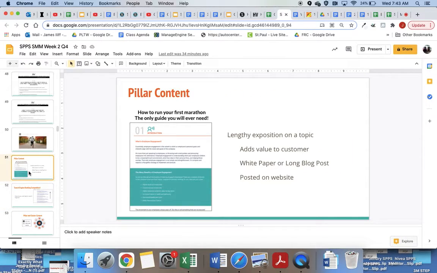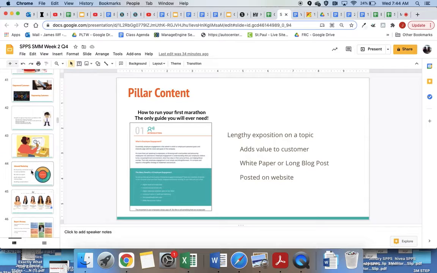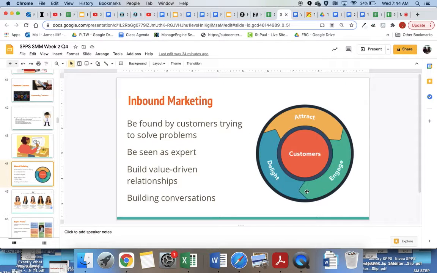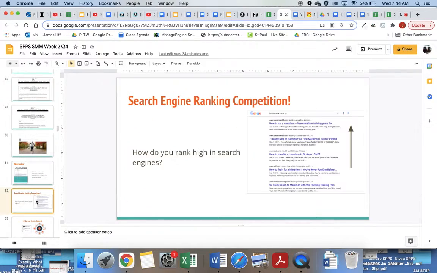We want to produce content, get it out on the internet, be found by customers who are trying to solve problems, and then build that value-driven relationship with our prospects. It's just a totally different way of marketing. We're attracting them, we're engaging them, and we're delighting them. So cool. All right. But I got to say this.